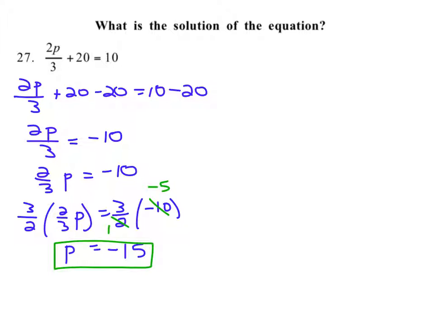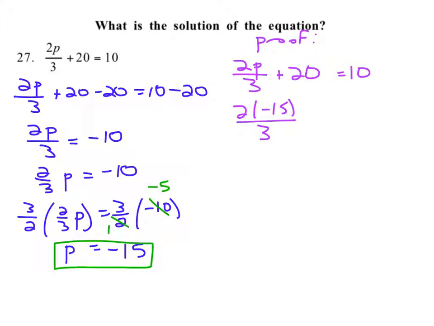And of course, we have to do a proof on this. I'll do it in a different color. And we've got 2p over 3 plus 20 equals 10. And that's 2 parentheses, negative 15, over 3 plus 20 equals 10.